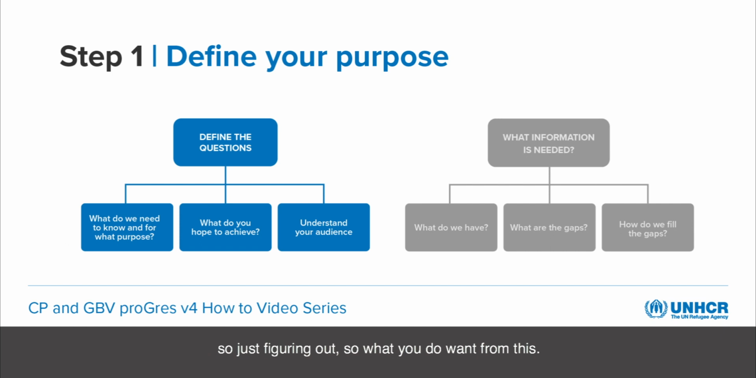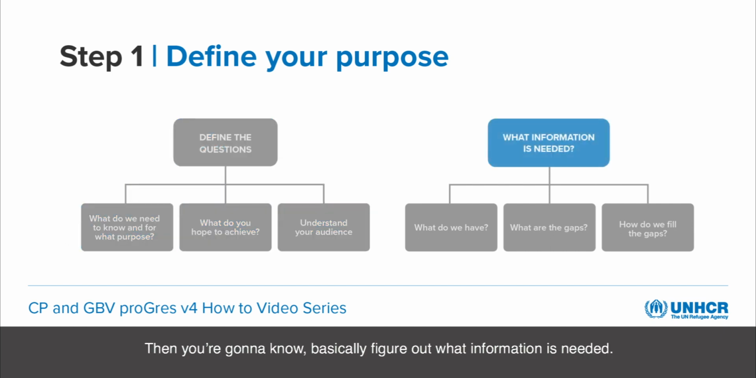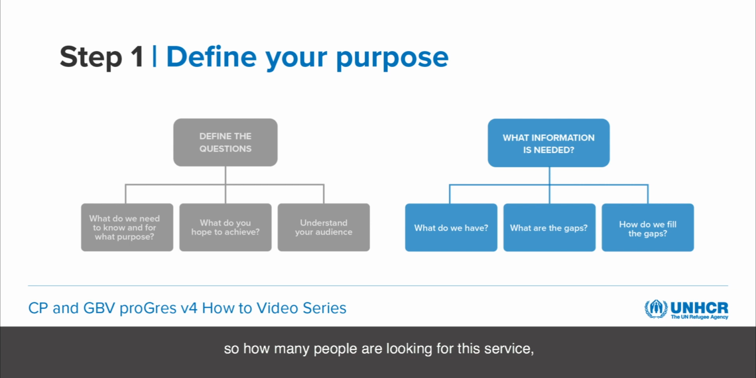And then once we've figured out what the question is, just figuring out, so what do you want from this? Then you're going to know what information is needed. So let's say I want to do an advocacy paper on the lack of access to safe shelters for survivors. What information am I going to need to tell somebody what the need is? How many people are looking for this service, maybe how many people aren't able to access this service.